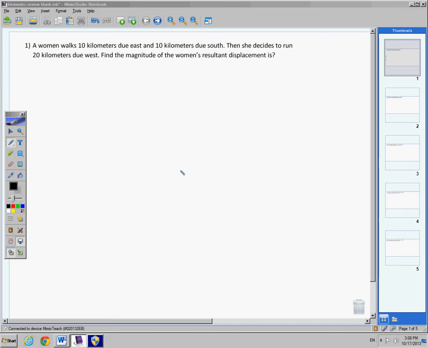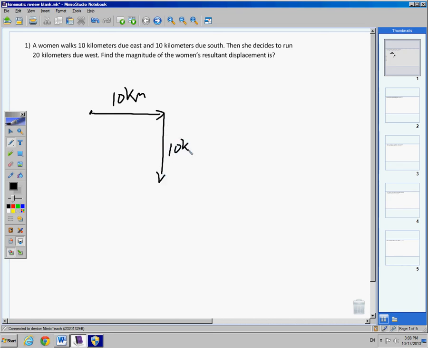Questions 1 through 5. First one says a woman walks 10 kilometers due east, and then 10 kilometers due south, and then decides to run 20 kilometers due west. And so I have my starting point right here, and my finish point is where the other arrow tip is. So I draw my line here for the resultant, and I want to calculate that.